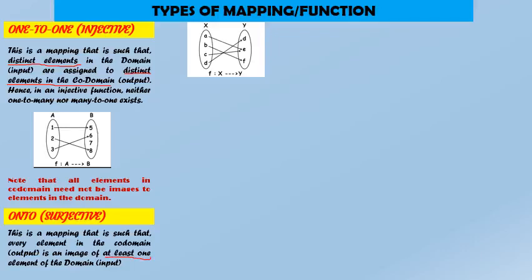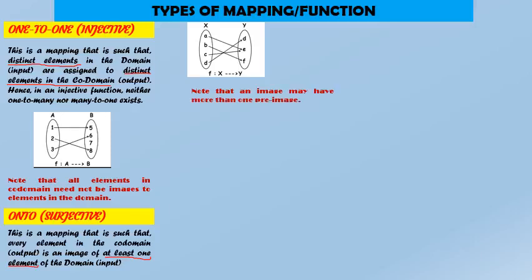At least one element. So that is what we mean by that. This is what makes a mapping to be called an onto, or we may say a surjective mapping or function. By now you should know how to distinguish between a mapping or function and when to use either of the two terminologies. Now let's move to another one.